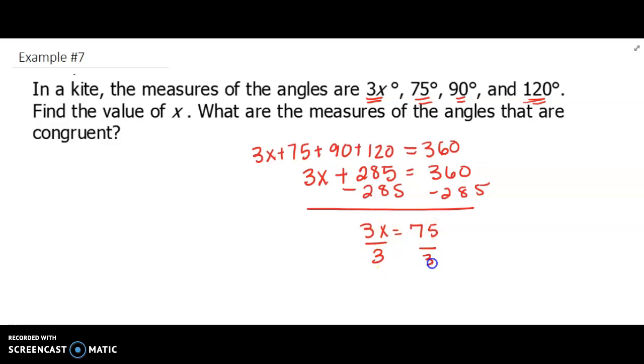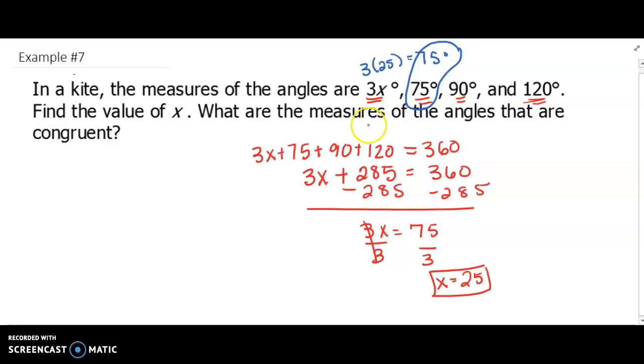Divide both sides by 3. I get x equals 25. So that's my value of x. So if x equals 25, if I plug it in here, I know this is 75 degrees. So the two angles that are congruent would be these two 75-degree angles.